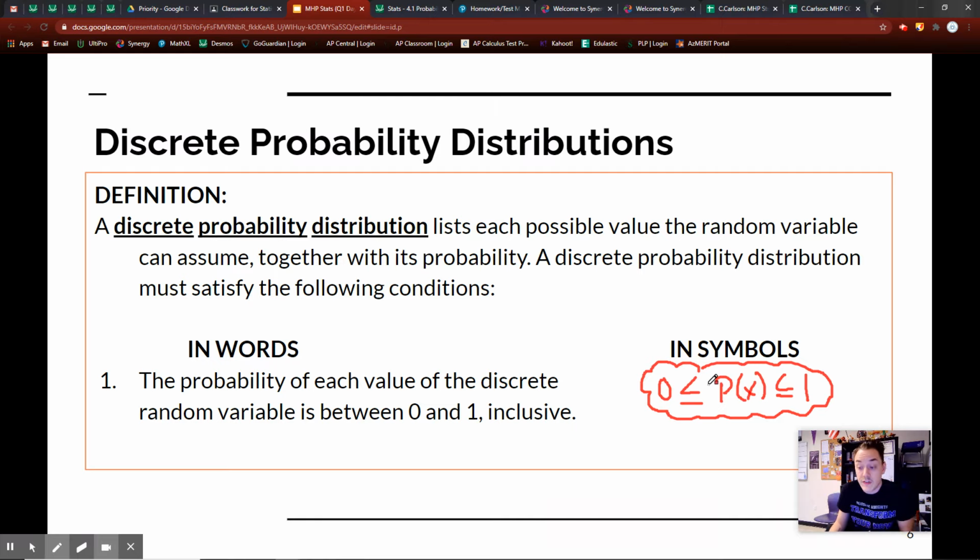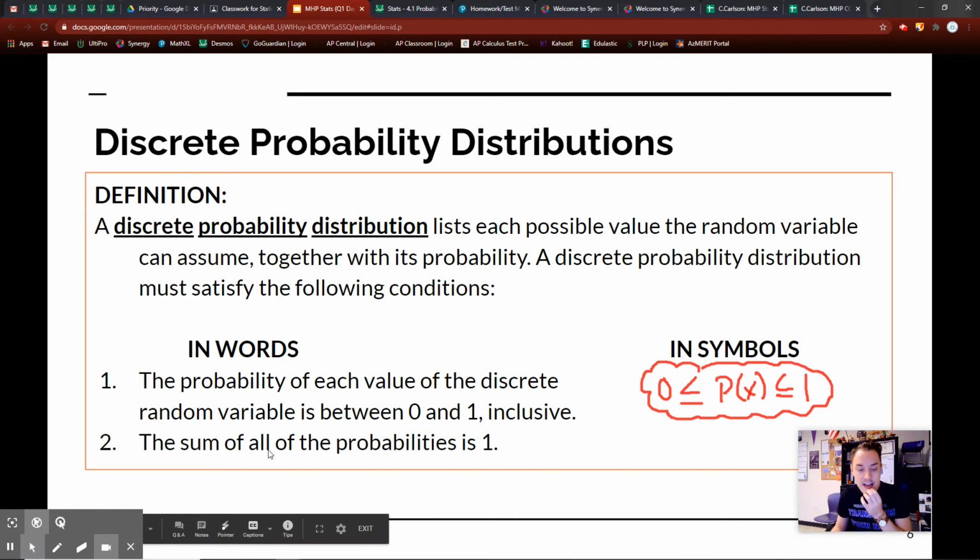Okay, what we actually find, the output, is the probability. So let's move on to the second condition: the sum of all the probabilities is 1. Again, this should make total sense.